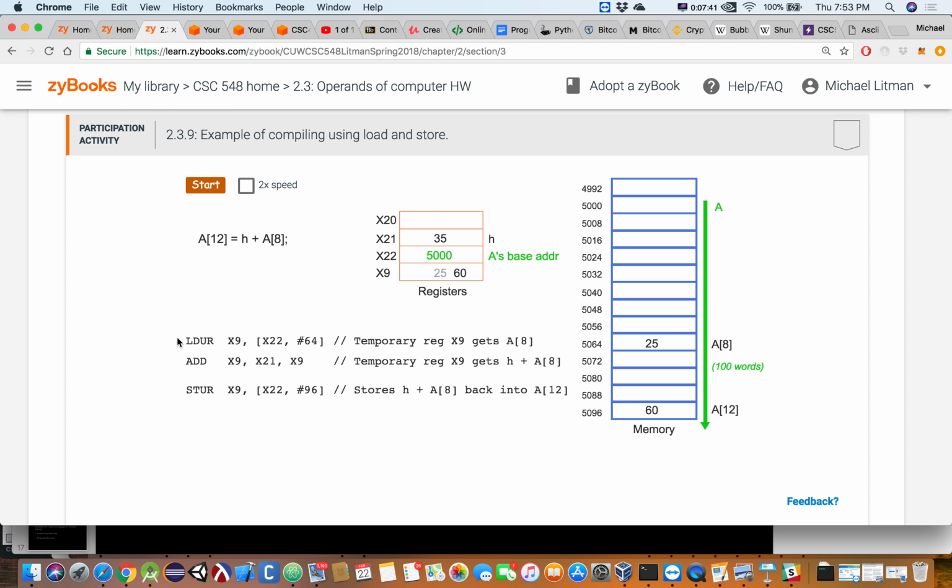And I'm going to store the current value of X9 at that memory location. So keep in mind that this line moves something from system memory into register space. This line takes something from register space and puts it back into system memory. These two lines here are the communication between your CPU and system memory.